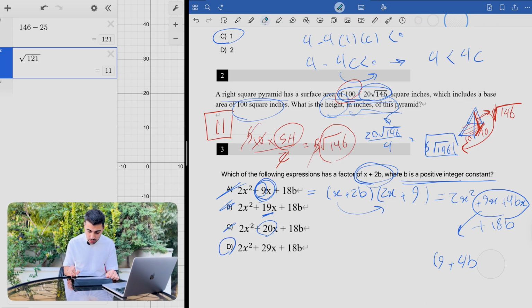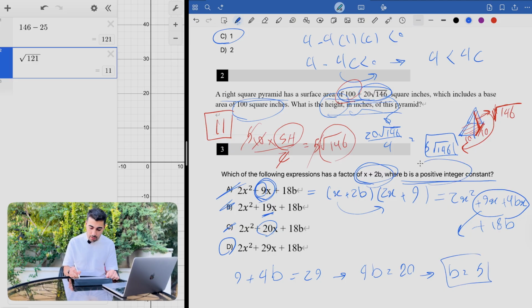And if you want to make sure that that is the answer, it's going to be 9 plus 4b equals 29. This is going to give us 4b equals 20, and b is equal to 20 divided by 4, which is 5, which is a positive integer. That's why choice D is the answer.